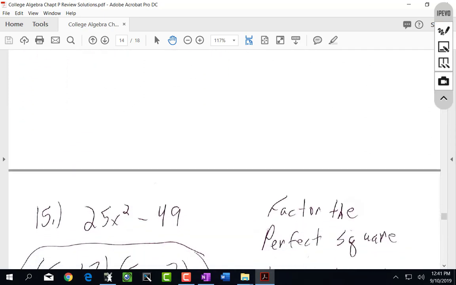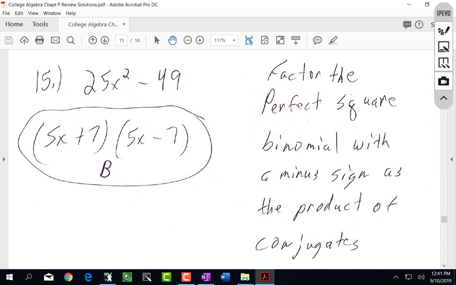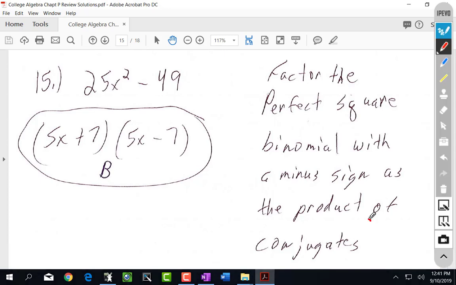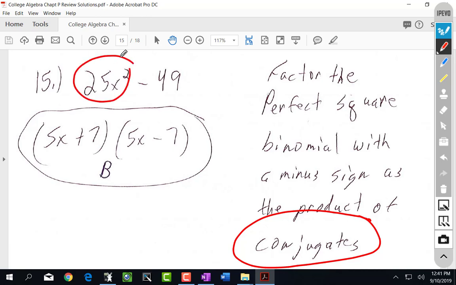On this next problem, number 15, we've got 25x squared minus 49. So you're going to notice that on this problem right here, the directions down number 15, factor the difference of two squares. So notice your outsides, insides are missing. So that is an indicator that you're looking at a product of conjugates. So notice the first term and the last term are both perfect squares. The outsides, insides are missing.